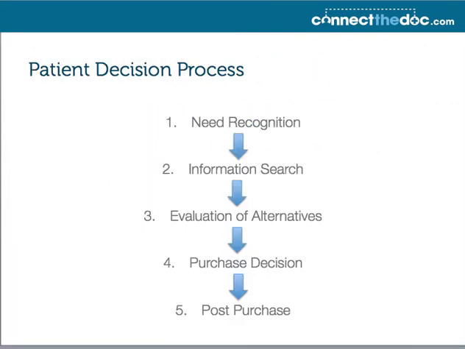So there's 5 steps. The first step is the need recognition. The second step is information search. The third step is evaluation of alternatives. The fourth step is purchase decision, and the fifth step is post-purchase evaluation. So I'm going to go into each step, and I'm just going to explain what they mean.